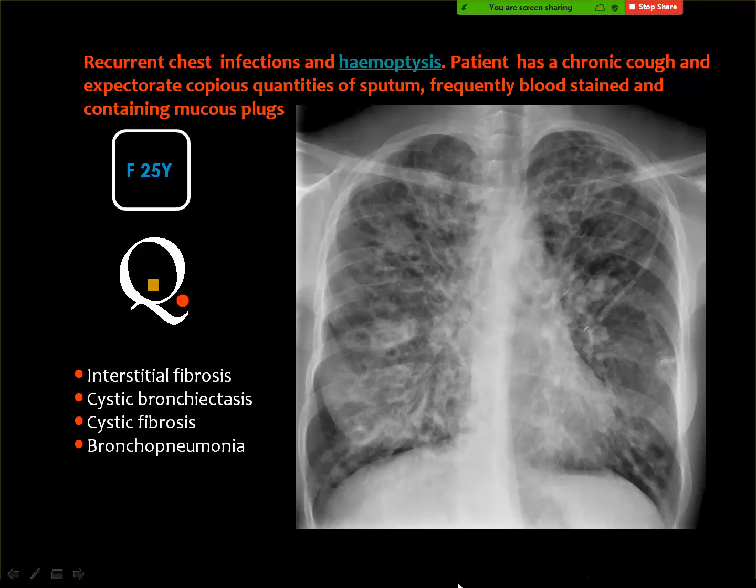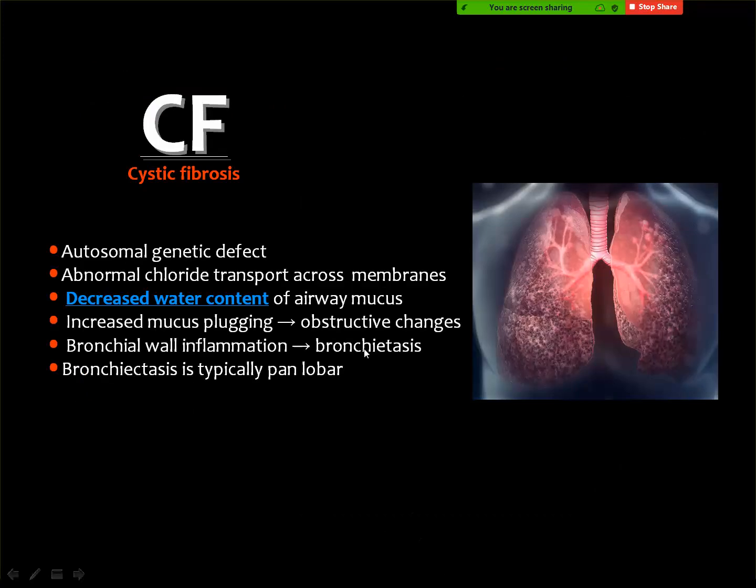Cystic fibrosis, cystic bronchiectasis, cystic bronchitis. Okay, cystic fibrosis is the right diagnosis, and this is an autosomal genetic defect affecting chloride transport across the membranes, resulting in viscid mucus. The old name of this disease is mucoviscidosis, which results in accumulation of viscid mucus in the GI tract and also in the chest.